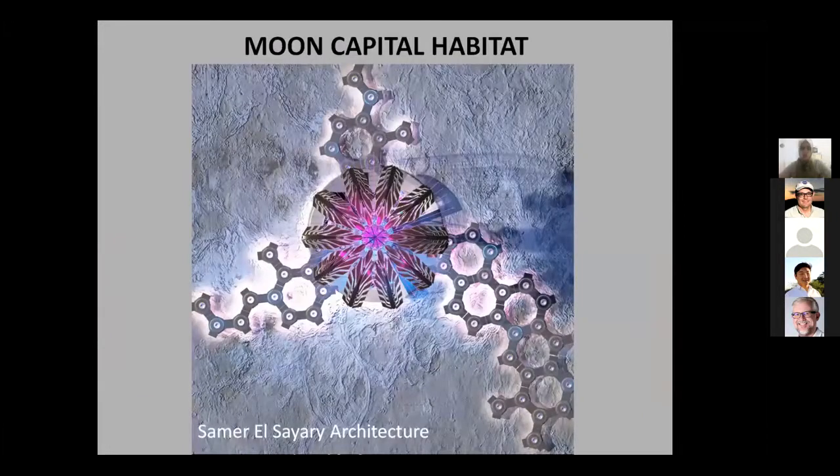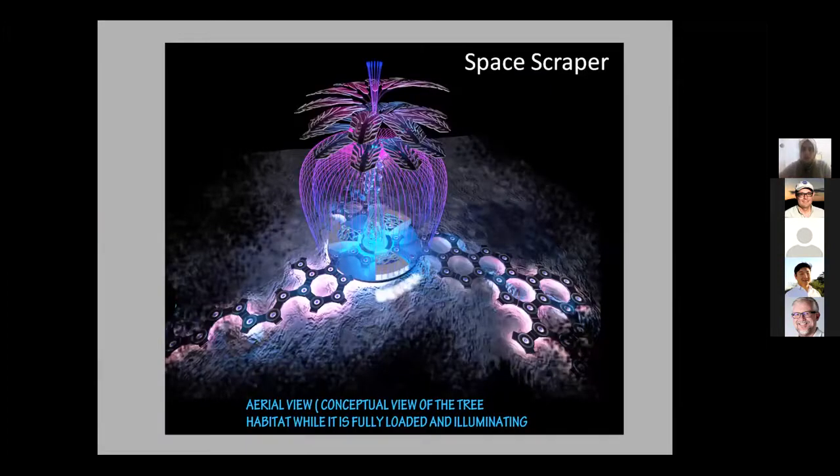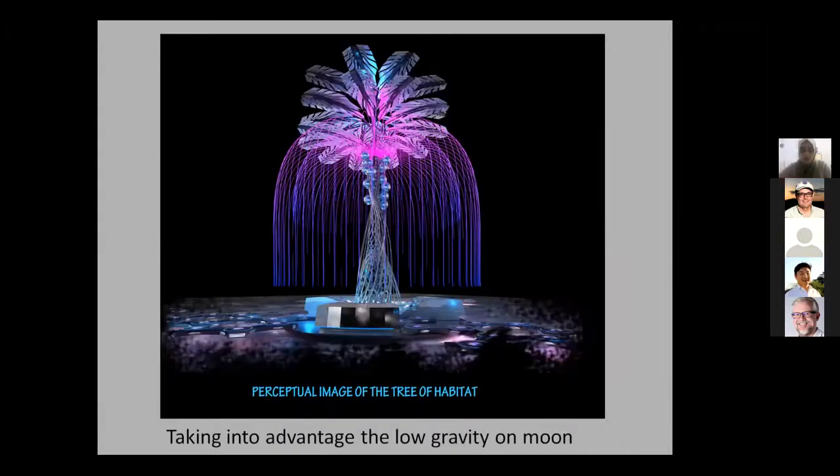And finally, I want to shortly explain about another project of our mentor from Samar El-Sayari Architecture, the project of Samar El-Sayari. He is designing this project for the Moon contest. So it's a first prize as well. It's named Space Scraper. In this project, we have a different concept. In this concept, we have the humans and all the living area under the regolith. And it takes advantage of the low gravity on the Moon.